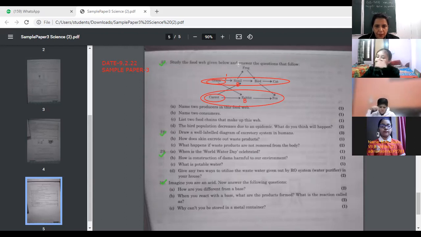Next is question number 28. Draw a well-labeled diagram of the excretory system in humans. Okay, that you need to draw.